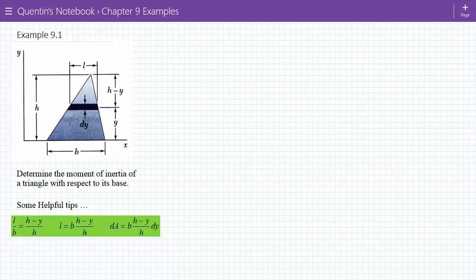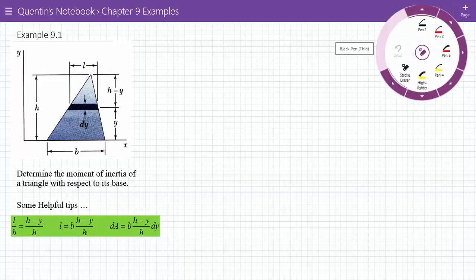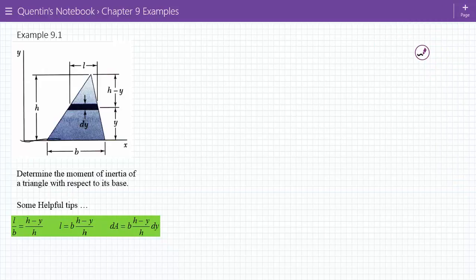Okay, let's do example 9.1 from the book. What we're supposed to do is determine the moment of inertia of this triangle with respect to its base. Remember, moment of inertia only makes sense with respect to an axis. So what this is saying is the moment of inertia with respect to this axis right here. Generally we would call that Ix.